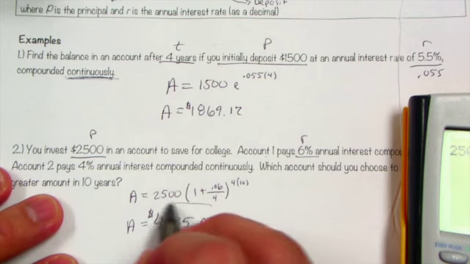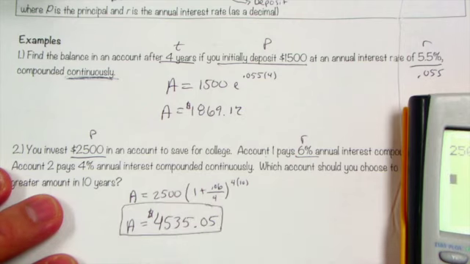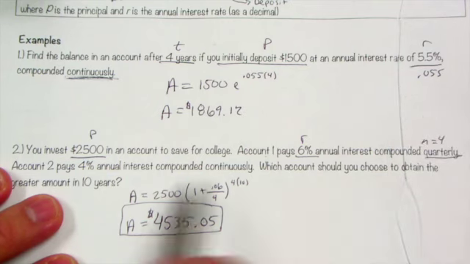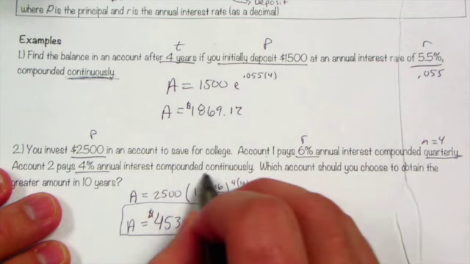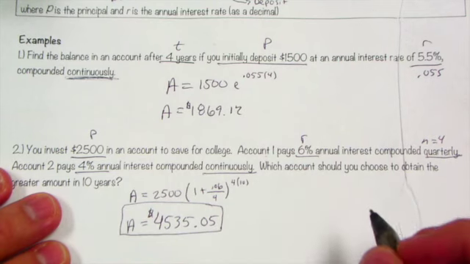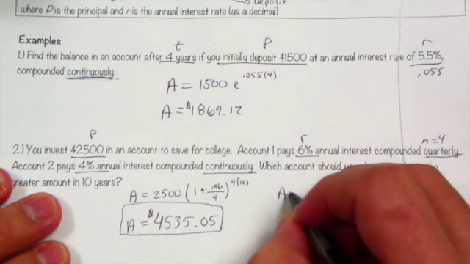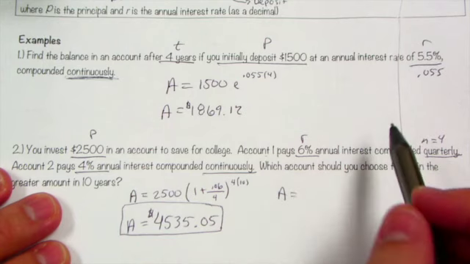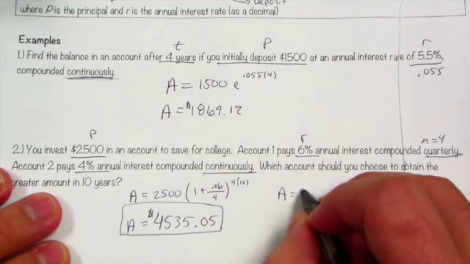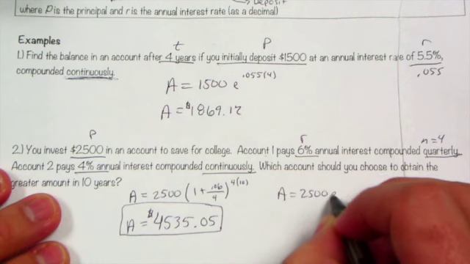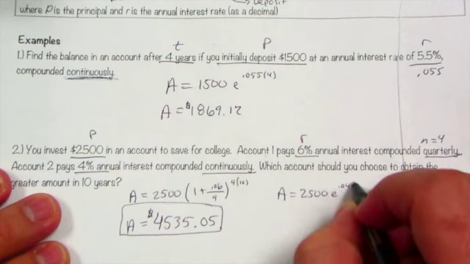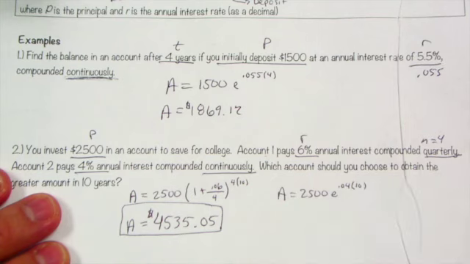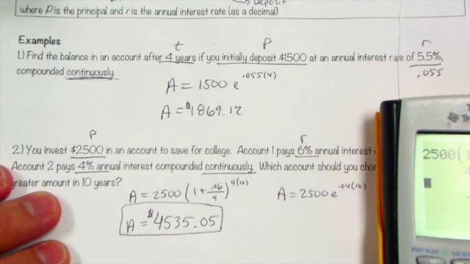So that one is for account 1. For account 2, same initial deposit, though it does pay 4% annual and is compounded continuously. So a different formula. For that one, I need to use A equals Pe^rt. P being 2,500, e to the r, which is 4%, so 0.04 times the same amount of years, and that is 10. So I'm going to plug that into my graphing calculator.